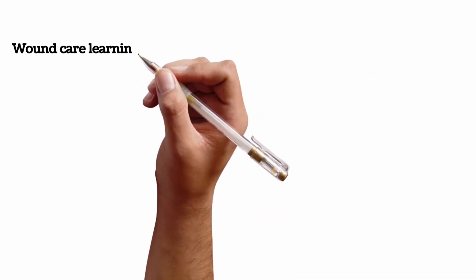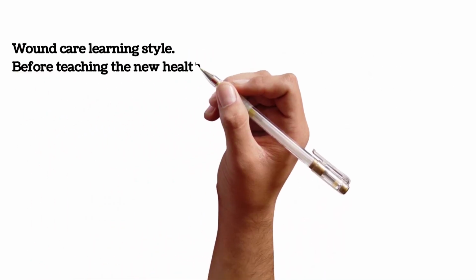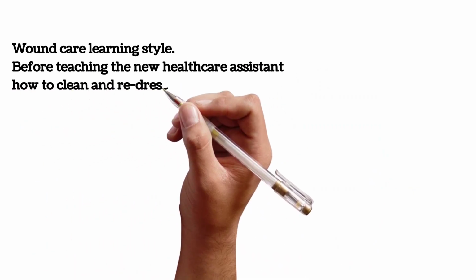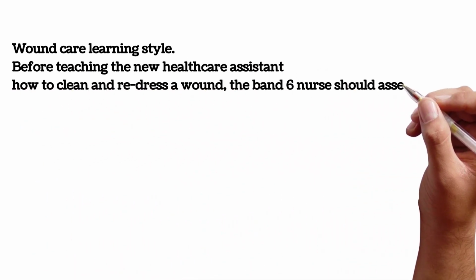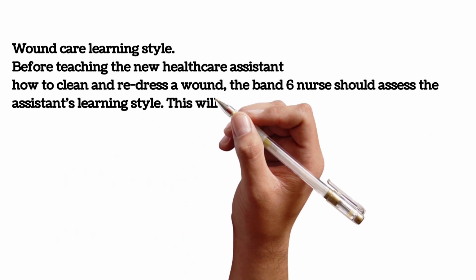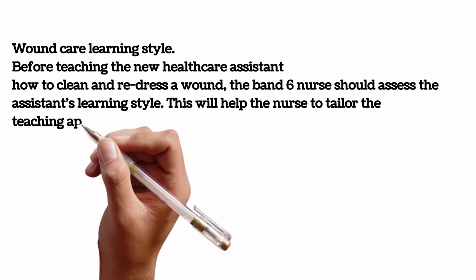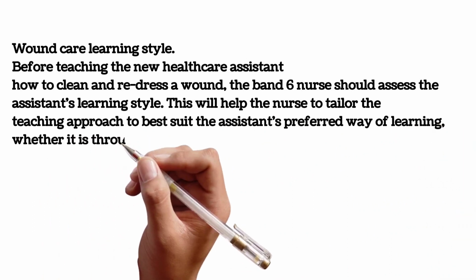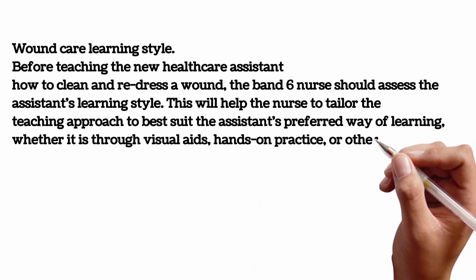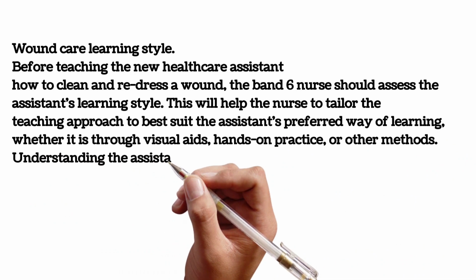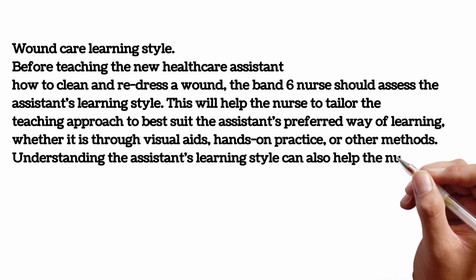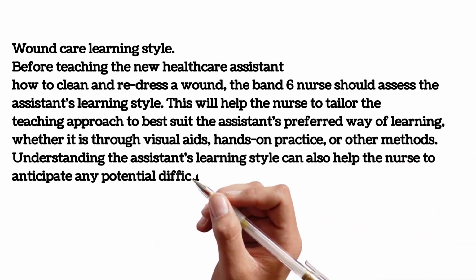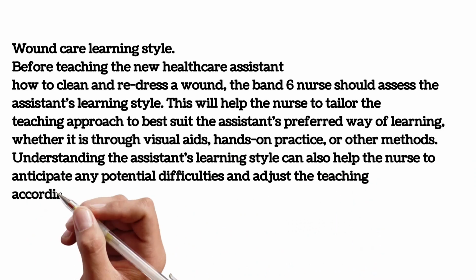Wound care learning style. Before teaching the new healthcare assistant how to clean and redress a wound, the Band 6 nurse should assess the assistant's learning style. This will help the nurse to tailor the teaching approach to best suit the assistant's preferred way of learning, whether it is through visual aids, hands-on practice, or other methods. Understanding the assistant's learning style can also help the nurse to anticipate any potential difficulties and adjust the teaching accordingly. Therefore, the answer is A.